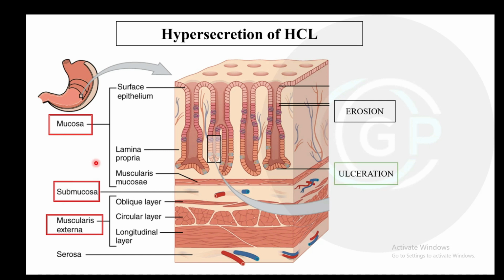But in a severe case of hypersecretion of HCl, it may damage all the layers. It may damage the mucosa, the submucosa, the muscularis externa, and finally it will also damage the serosa, and that is known as perforation. And perforation is nothing but the formation of pores in the stomach. So when there is a formation of pores inside the stomach, then definitely blood will leak out from those pores, and that will mix with the stool of the patient, and we can see the stool of the patient is dark brown in color.